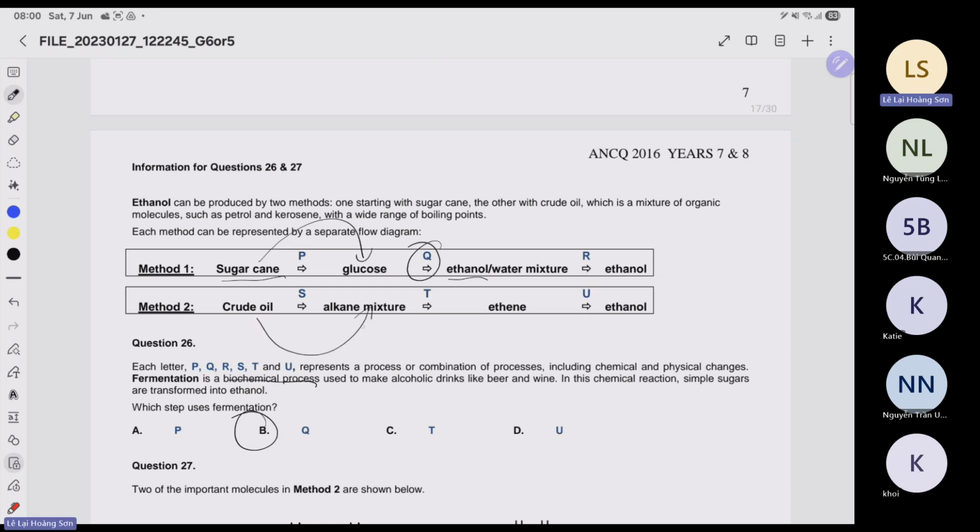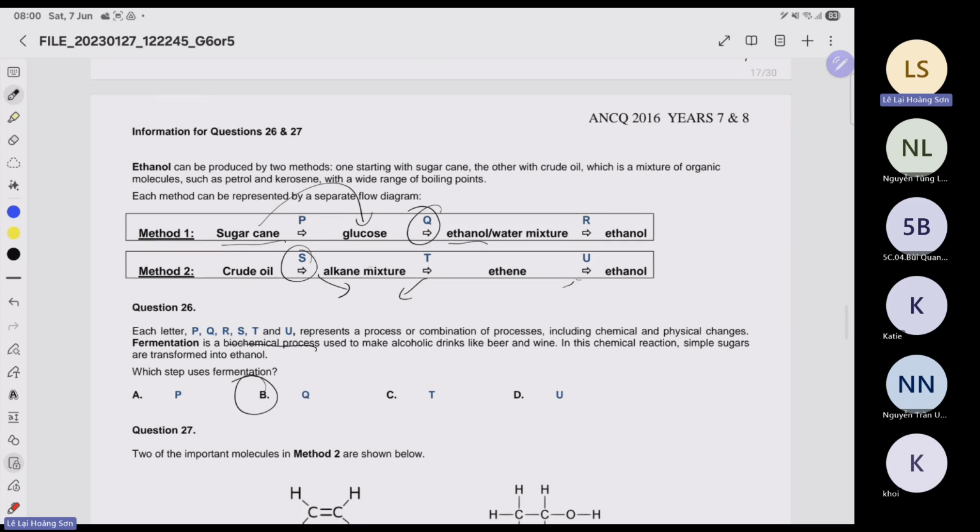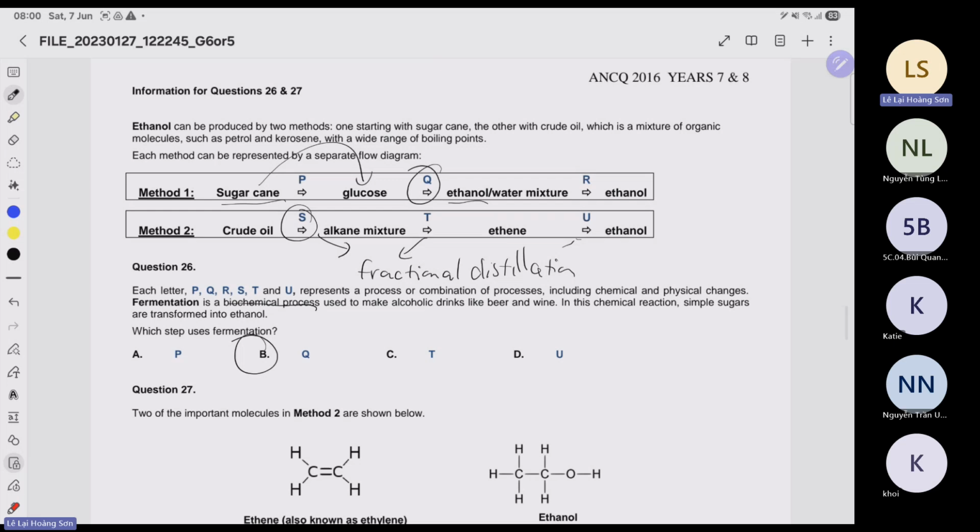Second one, crude oil to alkane mixture. Well, you have learned this. These processes, S and T, are what we call fractional distillation. If you do not know what fractional distillation is, take a look at the book. I have already taught fractional distillation to some of the class, but not all of you. So the term for S and T is fractional distillation, to separate a mixture into individual substances based on boiling point.